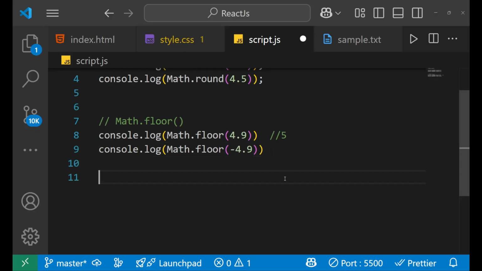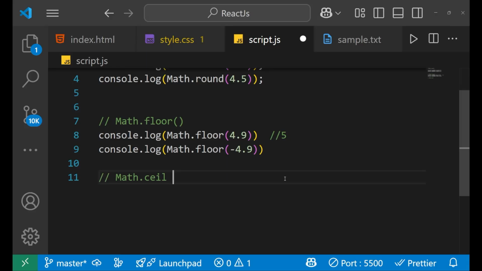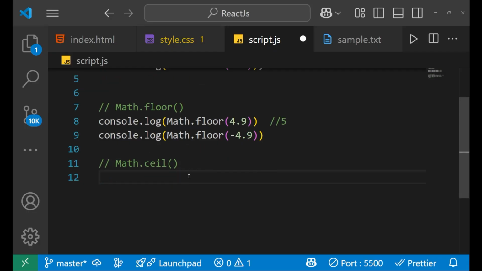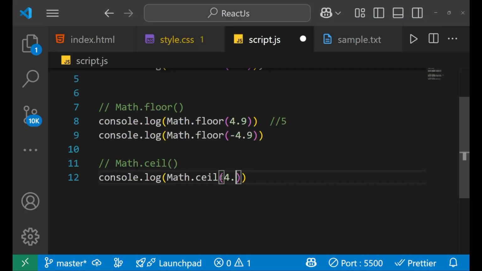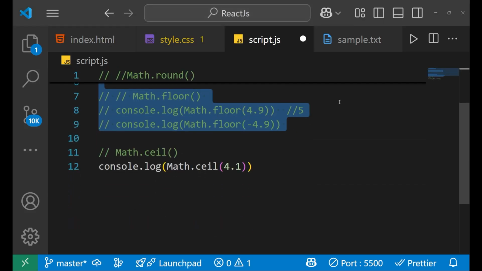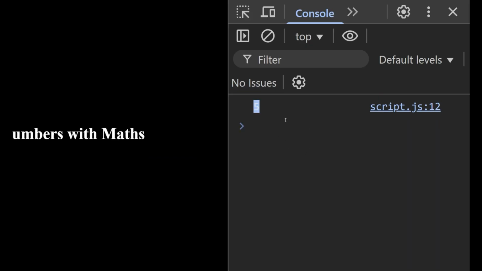Now the last one, that is Math.ceil. Can you guess on your own what Math.ceil will do? Well, ceil is on your top. That is what will happen when I write Math.ceil, and if I write 4.1 here, what will I get? Let's comment all this out. Okay, fine. What will I get? For 4.1, I will get a 5 here. The upper number, that is 5.